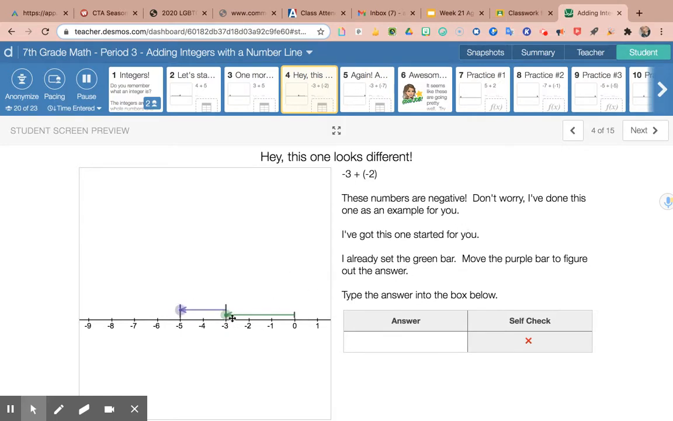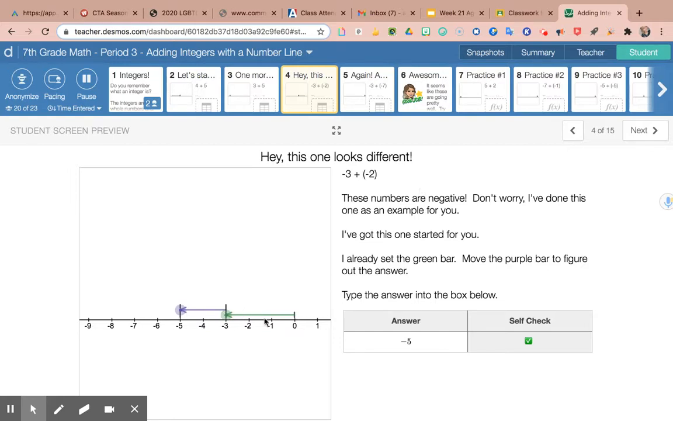So the green bar is length -3. The purple bar is length 2, and it's left, so it's negative. Wherever this purple one ends is my answer, so I'll type it in there. It's important to note that when they're the same sign, so they're both negative or both positive, all you really do is add them together and keep the direction, which is negative.